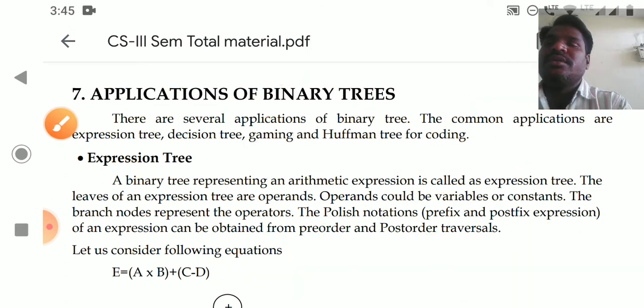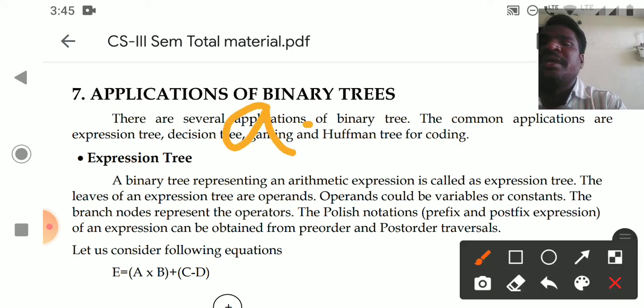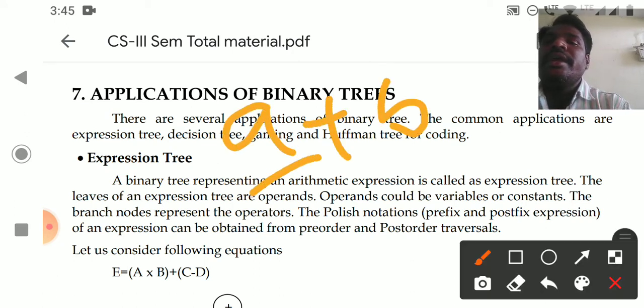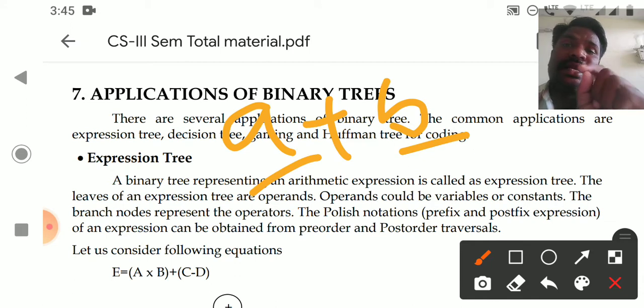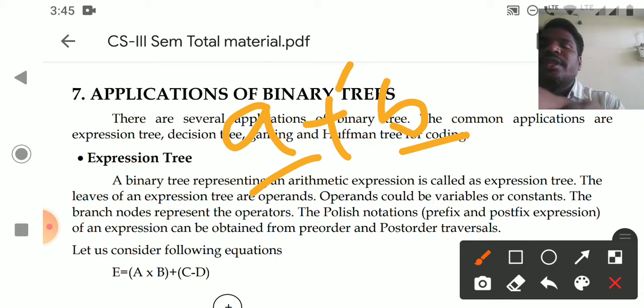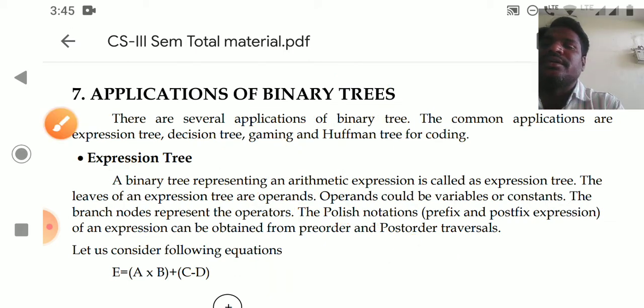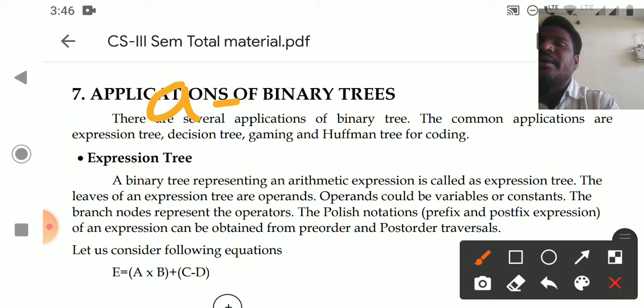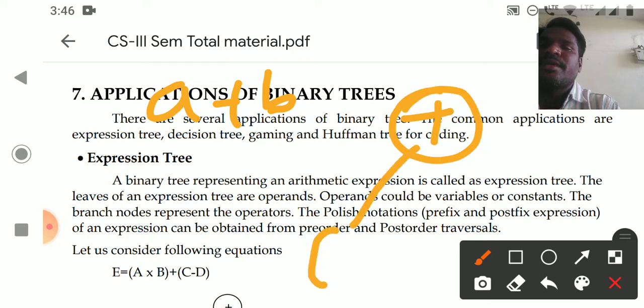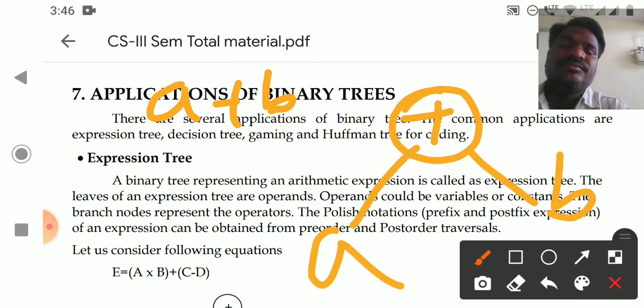For example, if there is the expression a plus b, a and b are the operands, plus is the operator. So we will represent a plus b like this. Plus is the root element, the left child is a, the right child is b. This is an arithmetic expression. So this is called an expression tree.